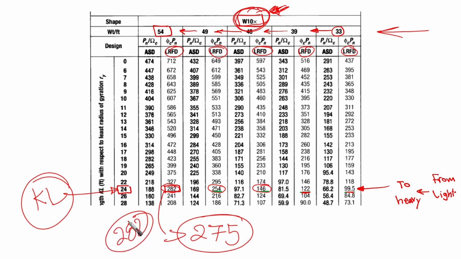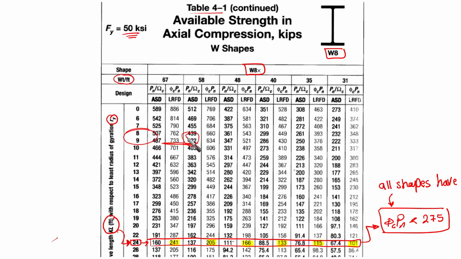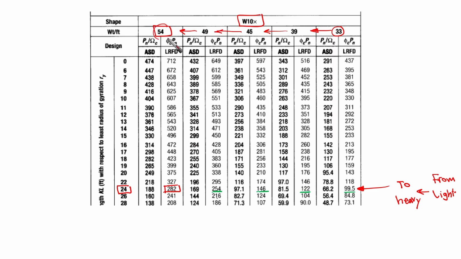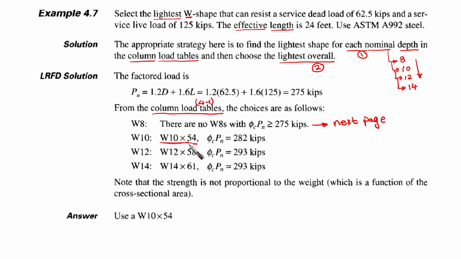Let's record it in our example. So for W10 by 54, this is the weight. Go back here. It is 54. W10 by 54 is going to be our section, and phi c Pn for it, the available strength, is going to be 282.